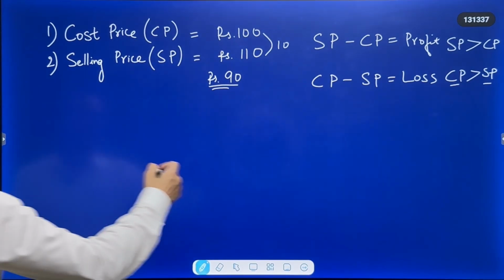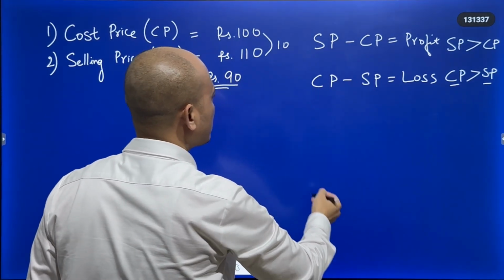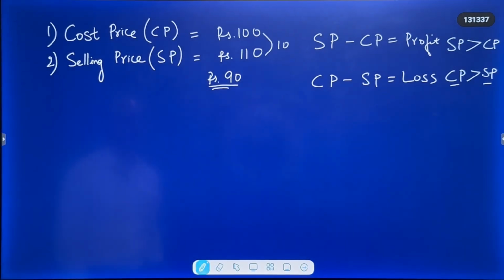So it's very simple. Selling price minus cost price is profit and cost price minus selling price is loss.